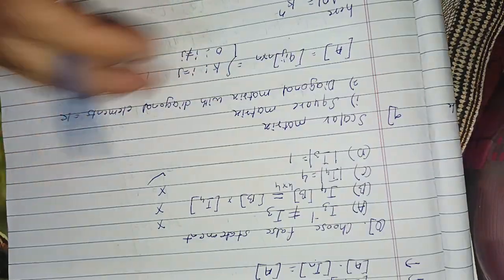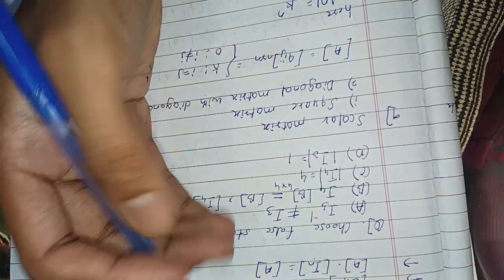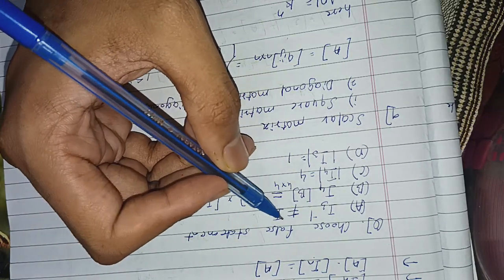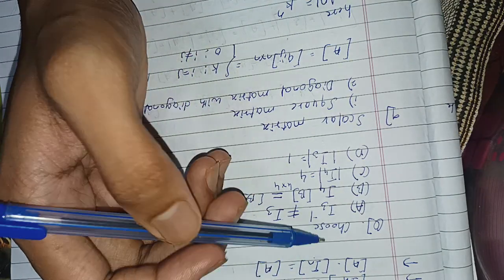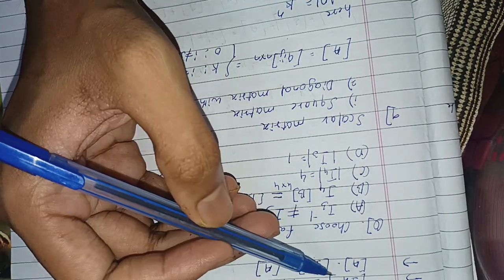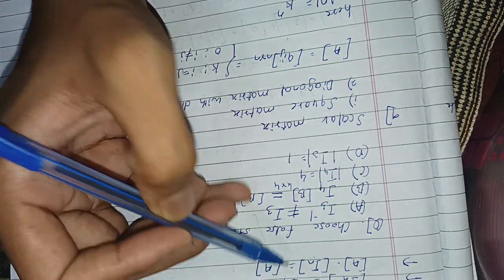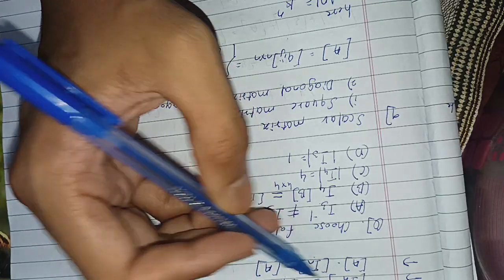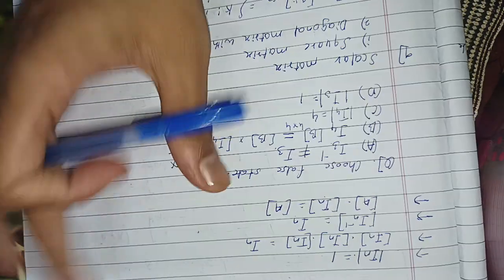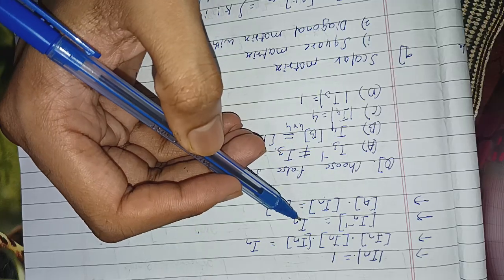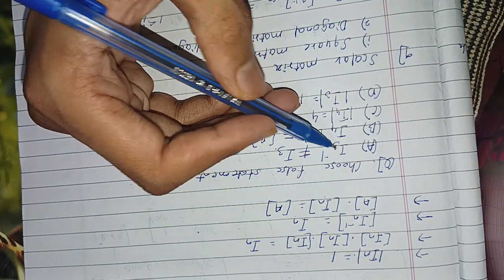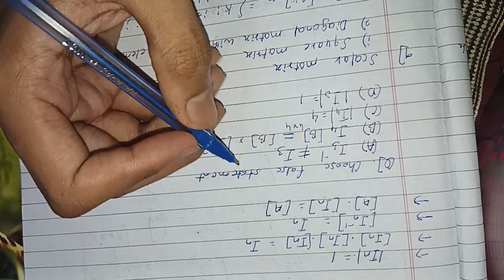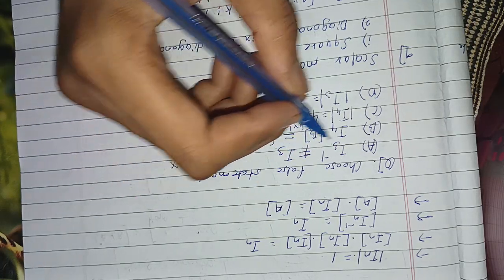So here is the question: choose the false statement. See here, I3 inverse not equal to I3. See, I inverse is equal to In. Here the n value is 3 and here the n value is 3. So I inverse equal to In. If they are saying I3 inverse is equal to I3, it is the same, but they are saying it is not. So this is the false statement, because this is true.